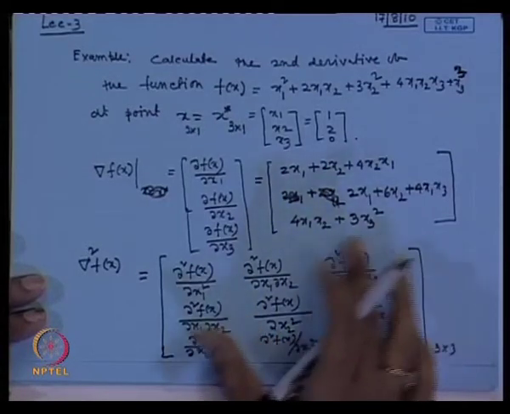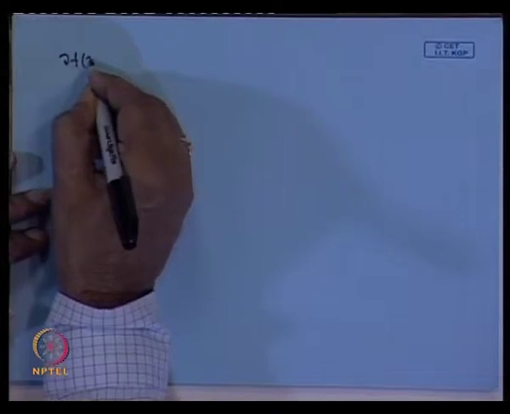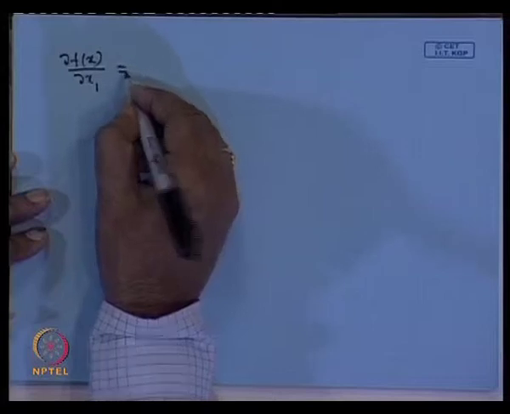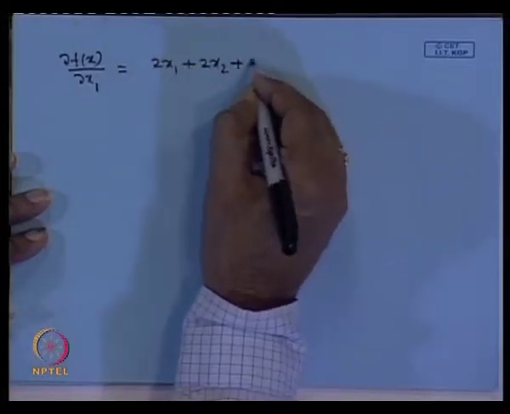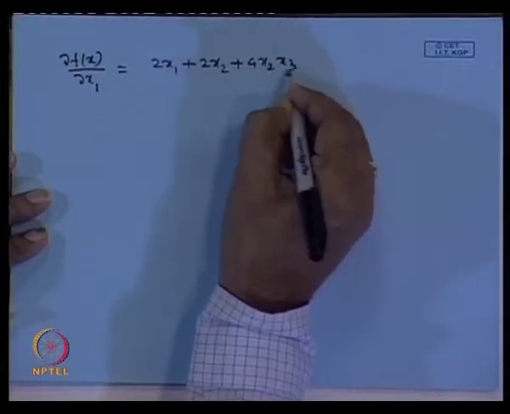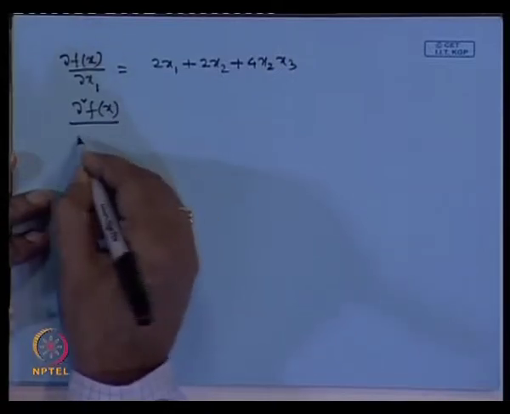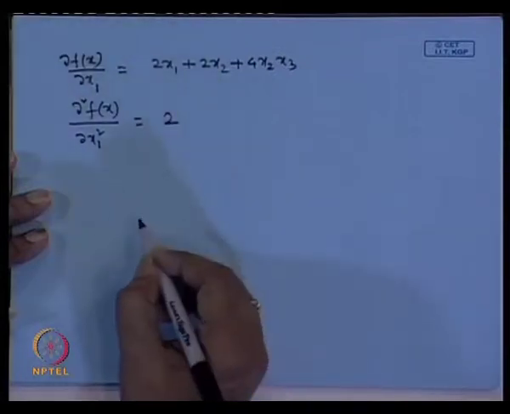These are all identical, these off-diagonal positions of this one. So, one has to calculate this one. We know ∂f(x)/∂x1, that value is 2x1² + 2x2 + 4x2x3. So, once again you differentiate this with respect to x1, that value will come 2 only.